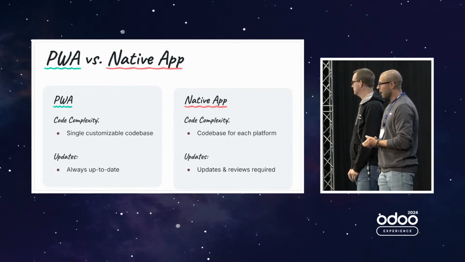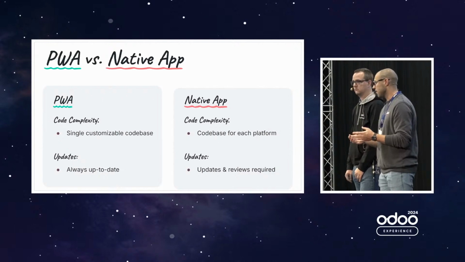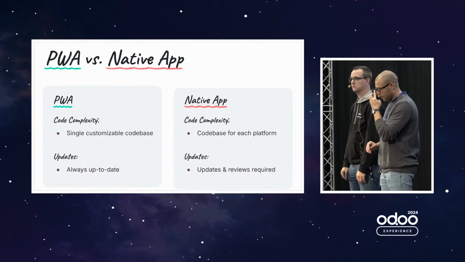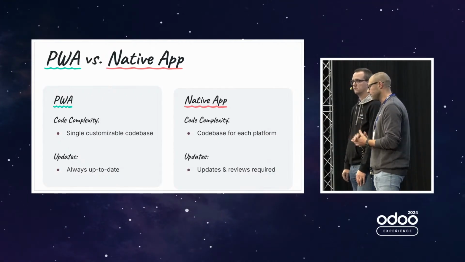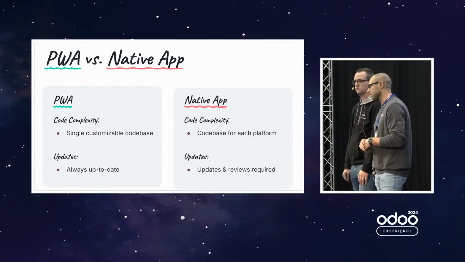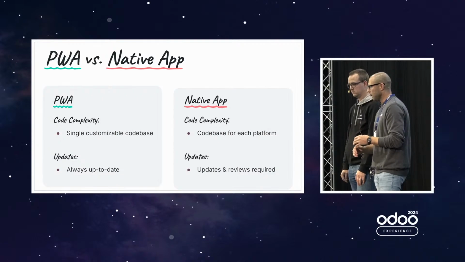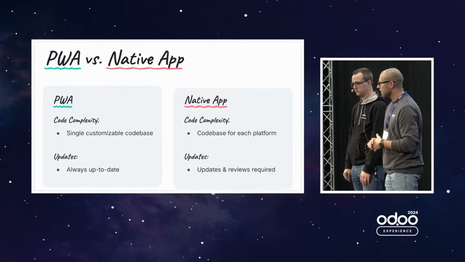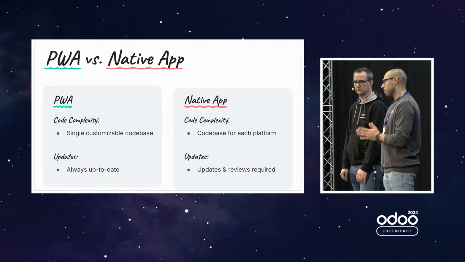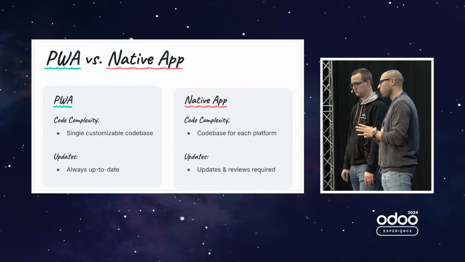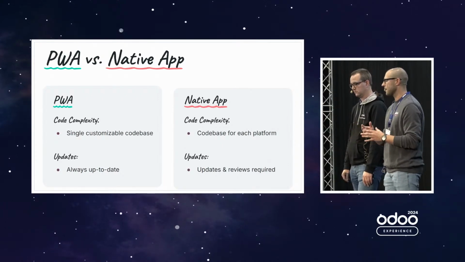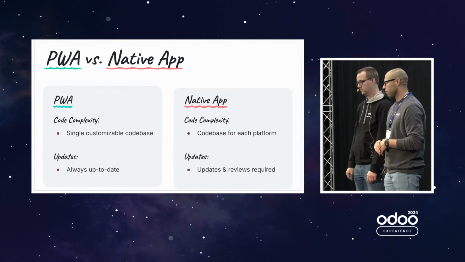Then the updates. Web applications are always up to date, again, because they share the same code as the code base of Odoo. They are built in the same way using standard web technologies, HTML, CSS, JavaScript, as I said before. The updates are made instantly and managed by the developers, and users will always have the latest code when they access the web application from their browser.